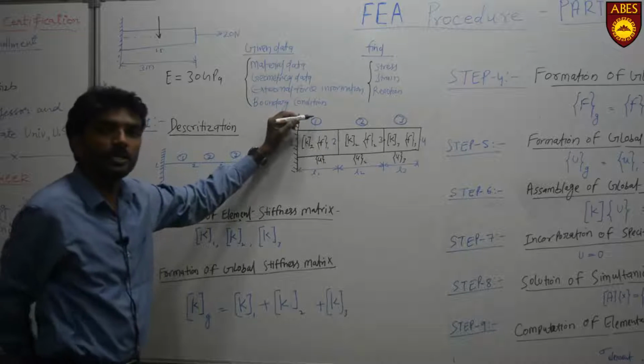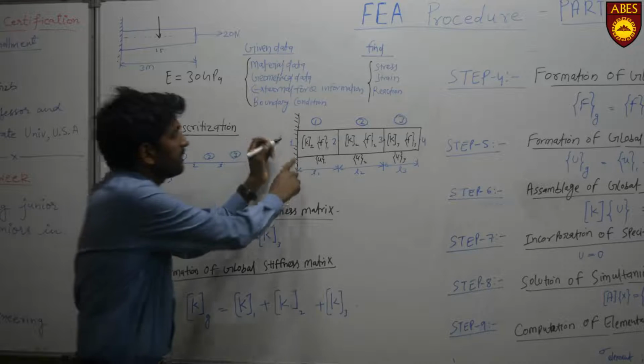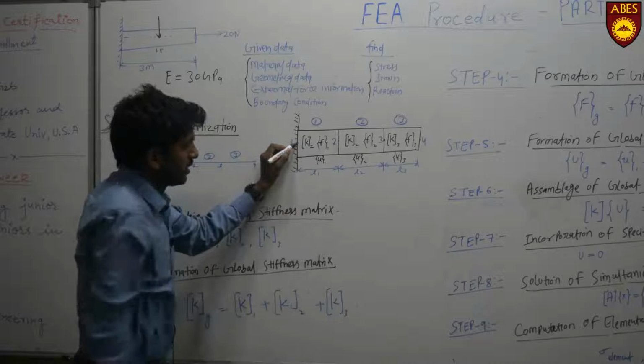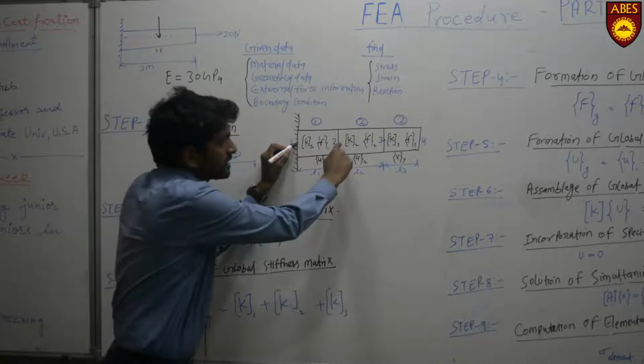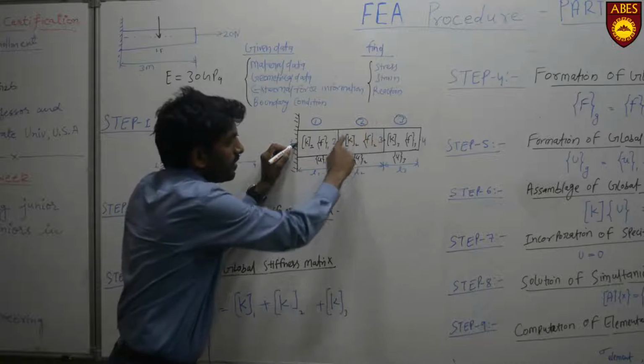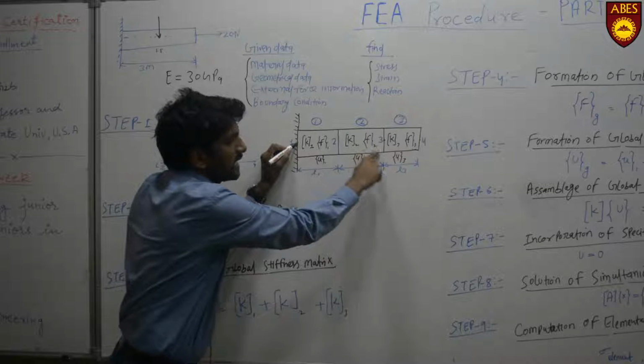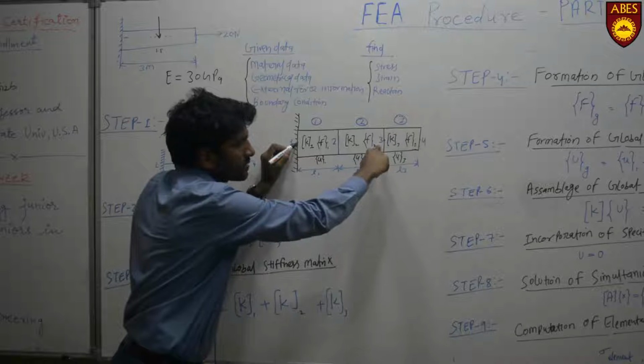For element number 1, we need to number from left to right. Here numbering starts from node number 1, then the second. For the second element, it will start from the second, so second and third. For the third element, start from the third, so third and fourth.